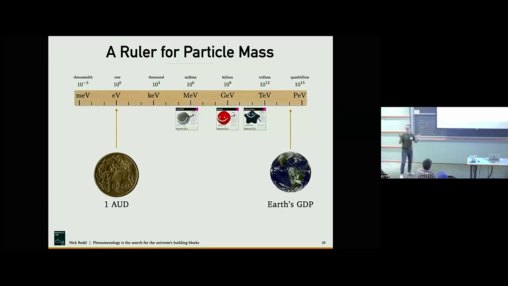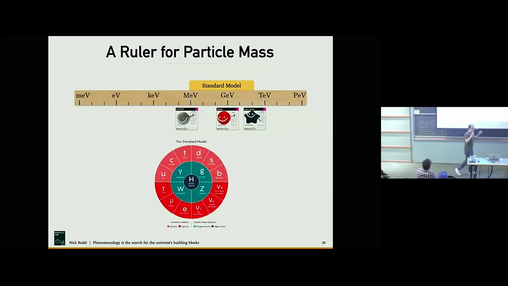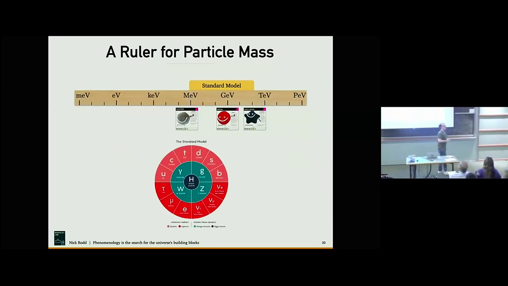So just to give you a sense for scale, talking about the particles we know about, we already have a lot going on here. Within this ruler, this is where the masses fall for the particles that we've found so far, the so-called particles of the standard model.